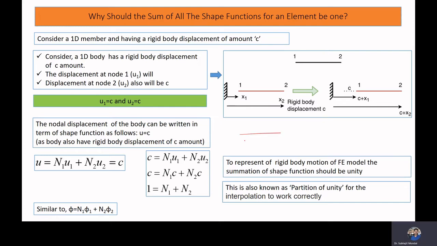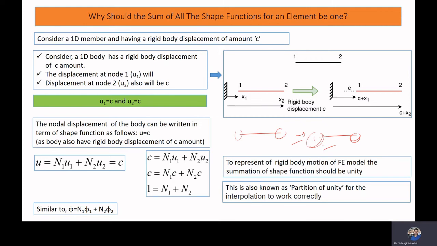If you have a bar like this, and you do not apply any boundary conditions, and you want to get the mode shapes or eigenvectors, then our bar also should show rigid body motions if there are no boundary conditions. Now we'll see how the summation to unity leads to this point.